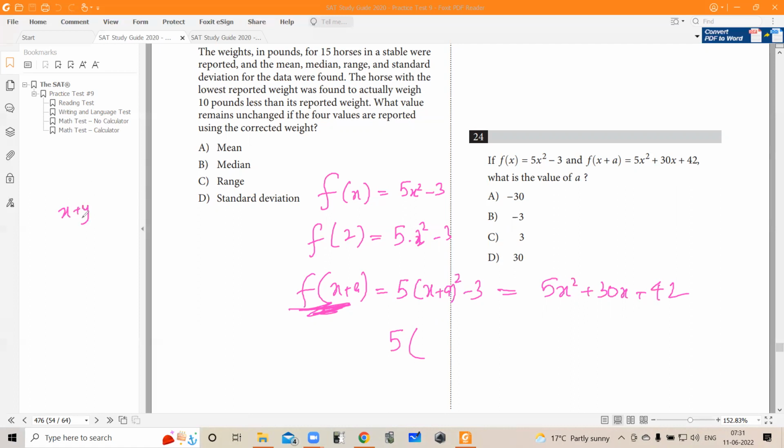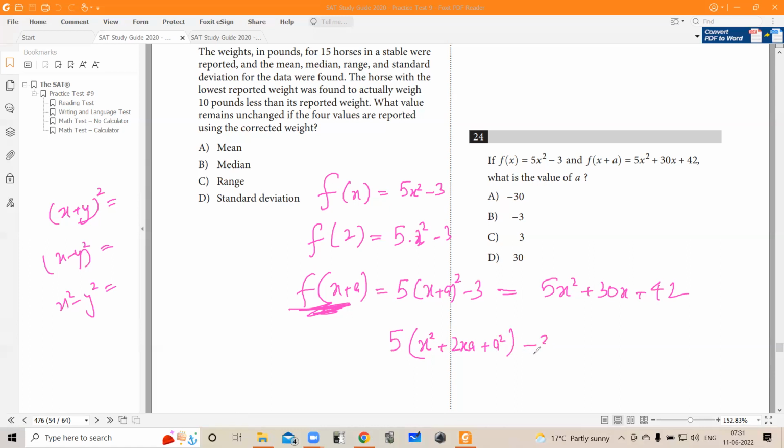(x + y)² equals x² + 2xy + y², (x − y)² equals x² − 2xy + y², and x² − y² equals (x + y)(x − y). Those are the 3 identities I have told you. So we'll be doing the same thing here: (x + a)² is x² + 2xa + a², right?